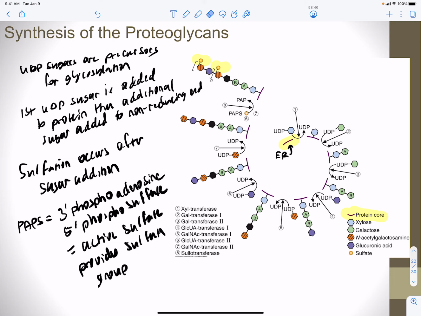And so the other thing that you can have is glucuronic acid can be converted to iduronic acid, and this is through an epimerase reaction.